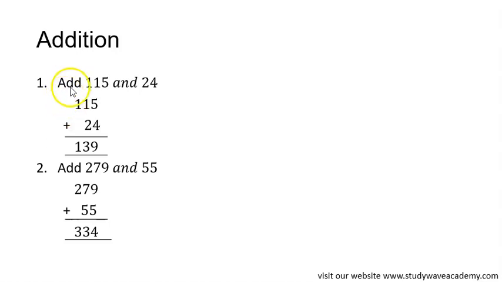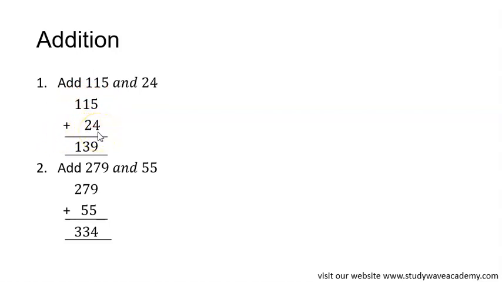So here we have to add 115 and 24. You arrange them according to their place value, according to their order. Ones in ones, tens in tens, and hundred in hundred. You do the same for 24. Ones in ones, tens in tens. There is no other third digit, right? So we have 115 plus 24.